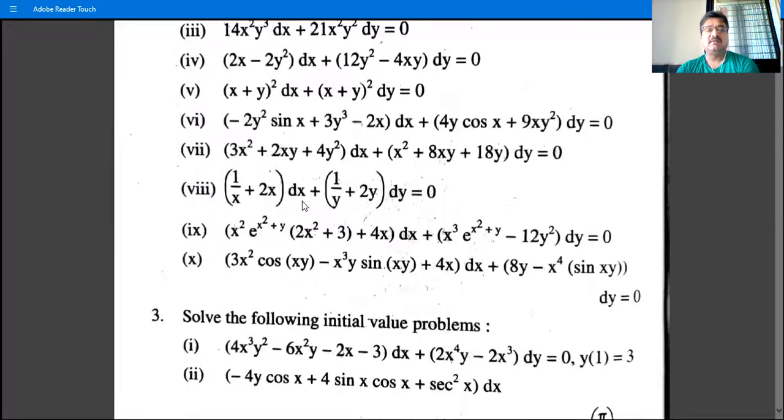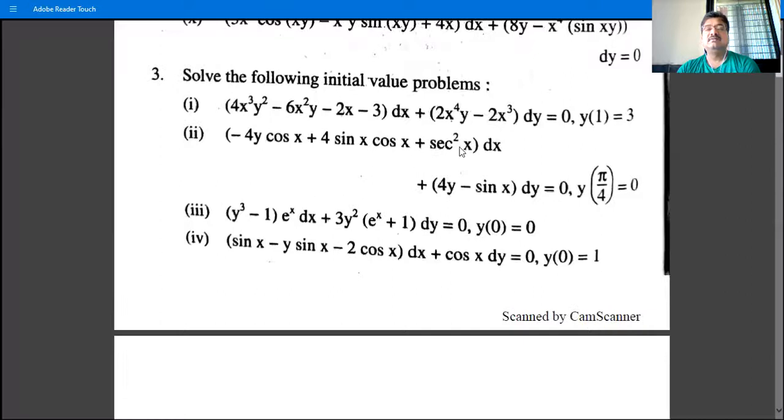So these are the 10 problems, and these problems are also on the exact differential equation. First find the general solution of the differential equation M dx plus N dy is equal to 0. First show that ∂M/∂y is equal to ∂N/∂x, and then find the general solution by using the formula: integral of M dx plus integral of the terms in N independent of x dy is equal to a constant, c.